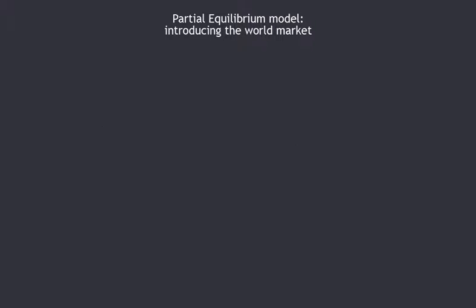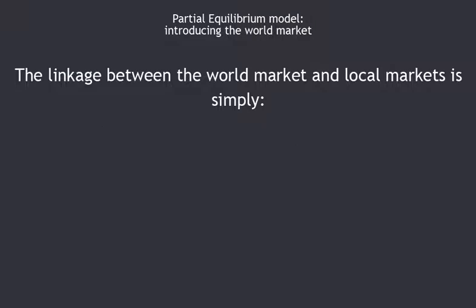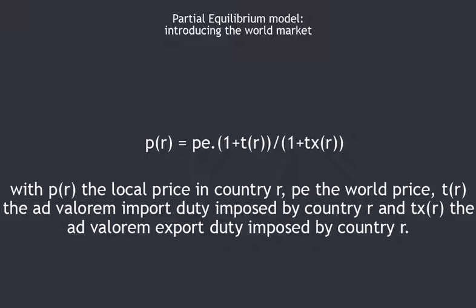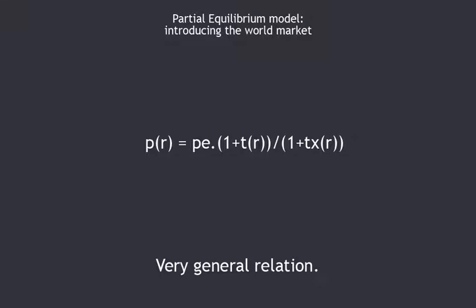Let us now present the linkage between the world market and local markets. It's very simple. It's a unique relation, applied to each country or region. It's this equation: the local price, P in R, is equal to the world price, PE, times (1 plus the import tariffs implemented by R), divided by (1 plus the export tax applied by R). And this is a very general relation.